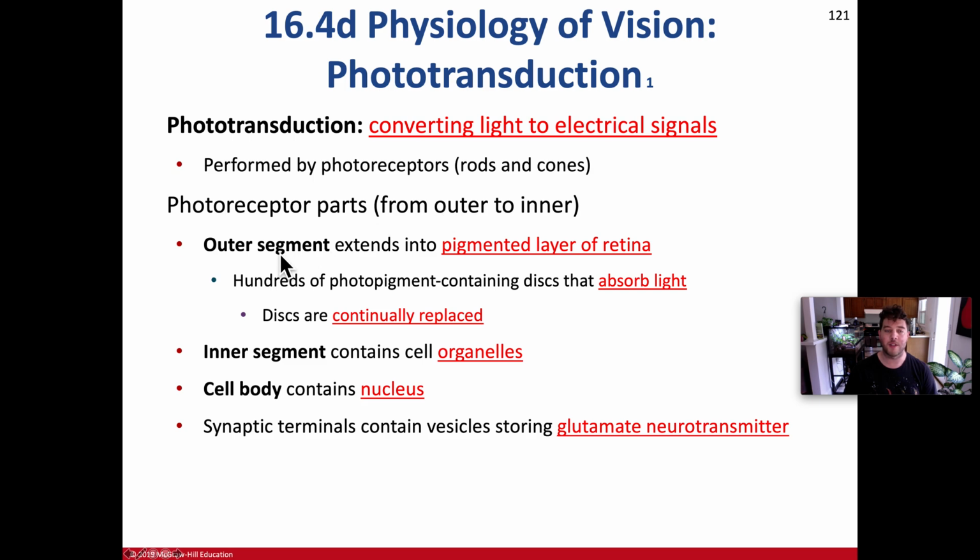And looking at their different parts. So photoreceptors have an outer segment that extends into the pigmented layer of the retina. Remember, the retina has its superficial pigmented and then the deeper neural layer. So the outer segment extends into the pigmented layer of the retina, and it has hundreds of photopigment containing discs that absorb light. These discs are going to be continuously replaced. You have your inner segment that contains the cell organelles. The cell body has the nucleus, and the synaptic terminals contain vesicles storing glutamate neurotransmitter. We'll see glutamate plays a role through the transduction of light.